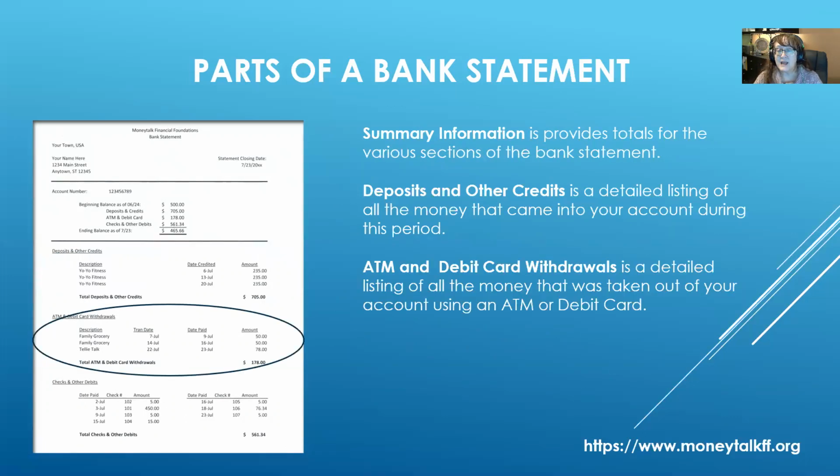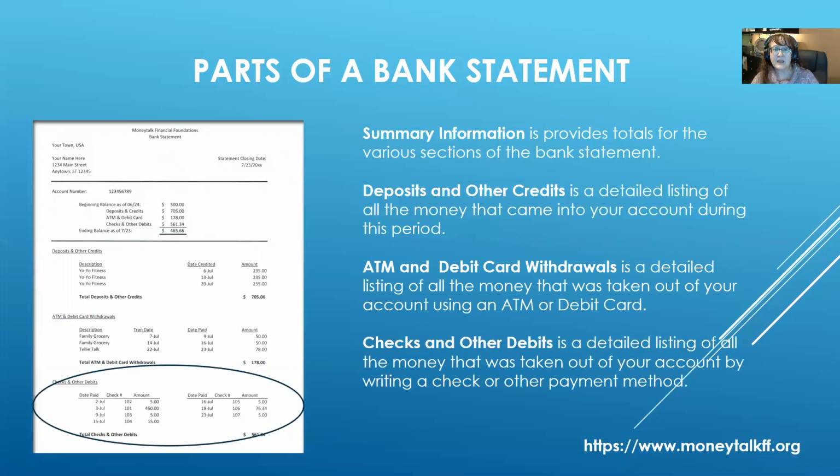Every time money goes out, it's typically divided into 2 different categories. There's everything that came out because of an ATM withdrawal or a debit card purchase. And then the details of every time money came out because you wrote a check or because of some other debit process.